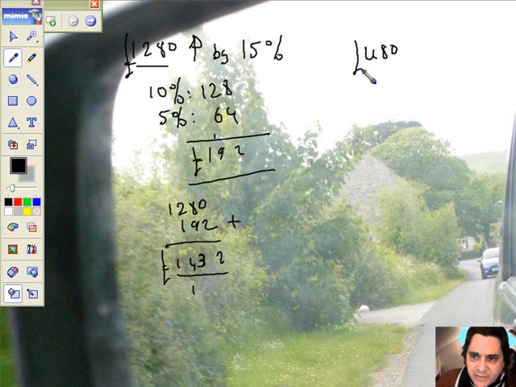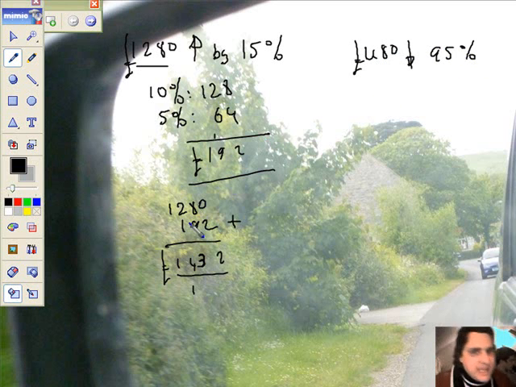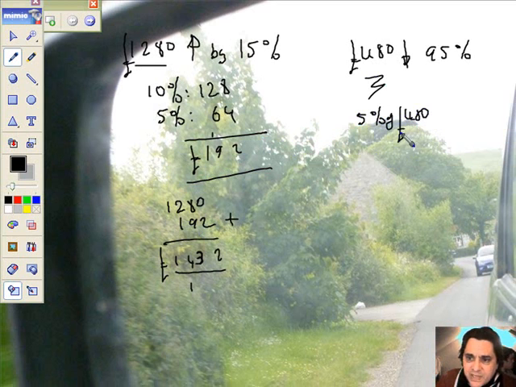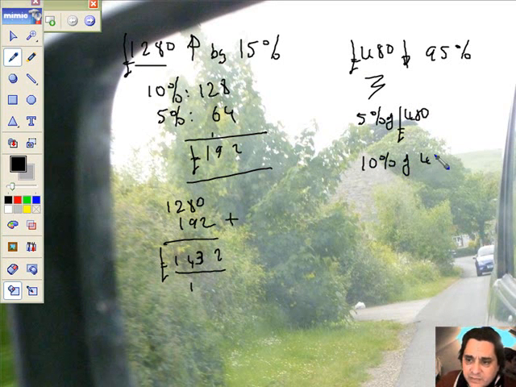I want to take £480 and I want to decrease it by 95%. Well look, if I'm going to decrease it by 95%, I'm still going to retain 5% of my original amount. Therefore, all I have to do is work out 5% of £480, and that's automatically shrunk by 95%. So 5%, very easy. We'll do 10% first. 10% of 480 is going to be £48. Therefore, 5% of 480 is going to be £24.